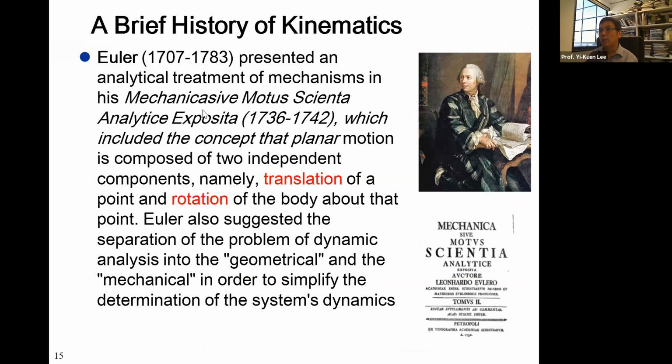Of course, we also have Euler. His important contribution was to mechanism design and kinematics. He came up with ideas about all kinds of mechanisms. You see, translation and rotation. Okay, so this is a very important thing. Right? If you want to design or analyze a mechanism, the motion usually consists of linear motion and angular motion. So this is a very important thing, right?